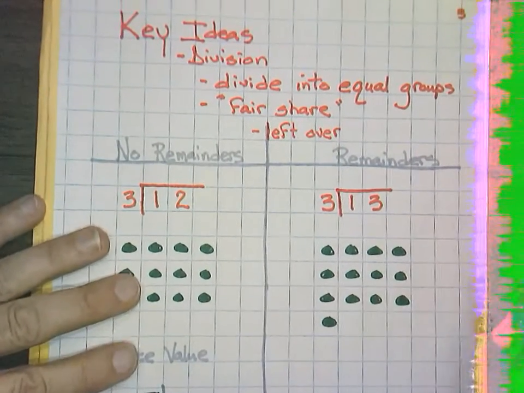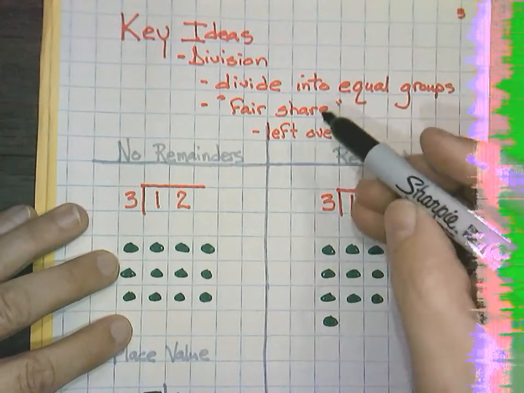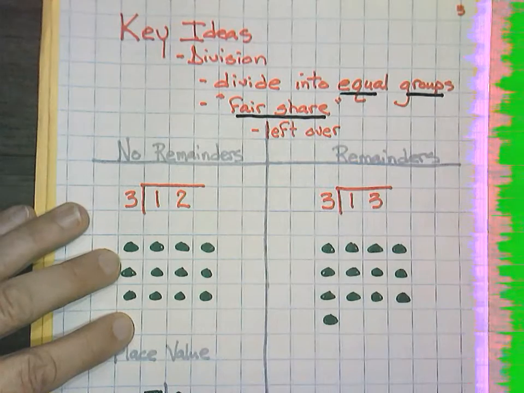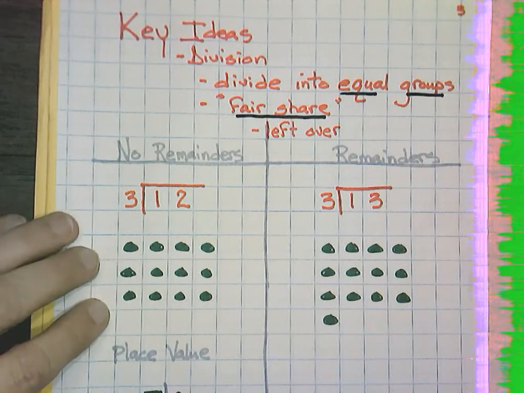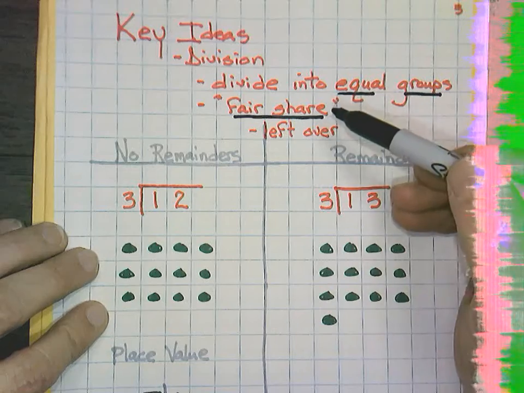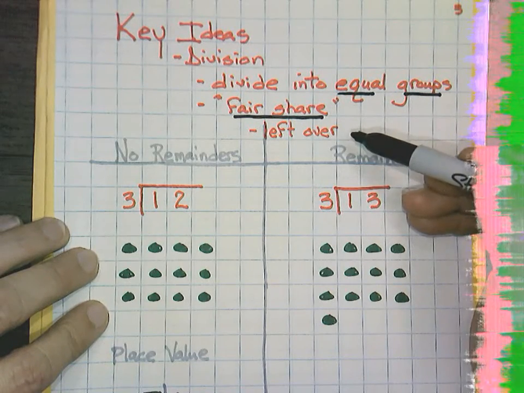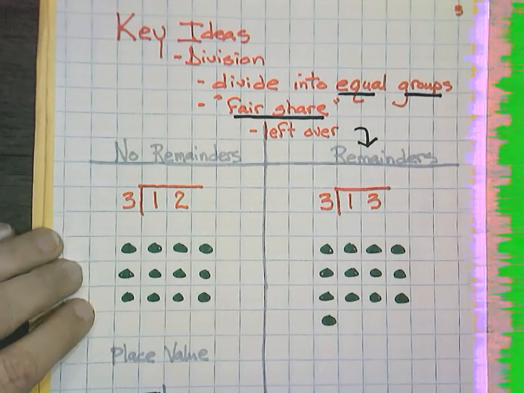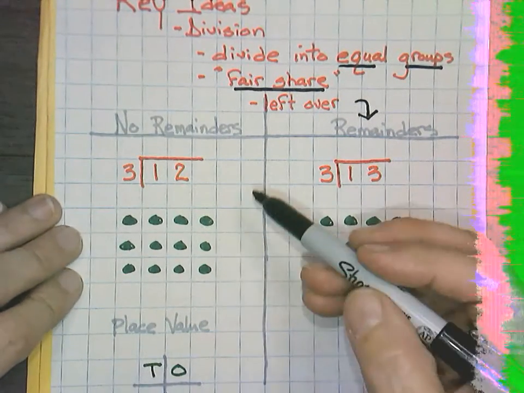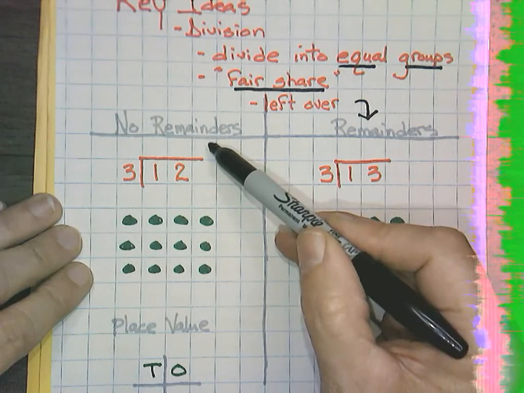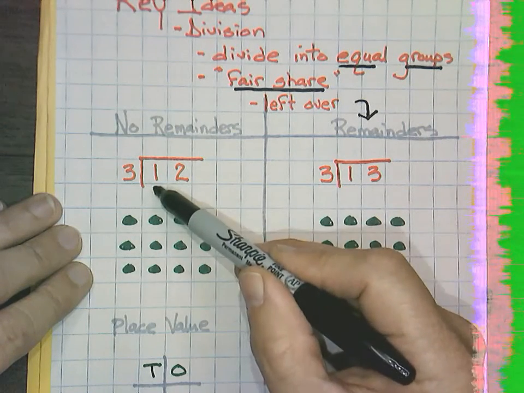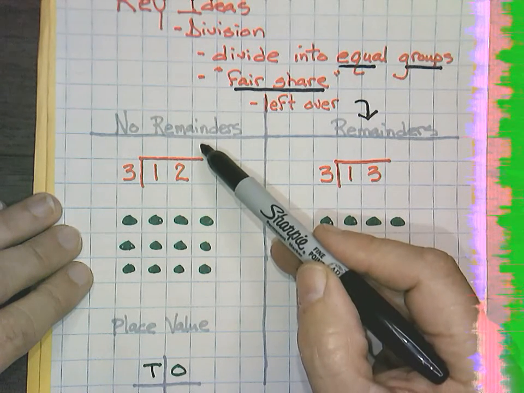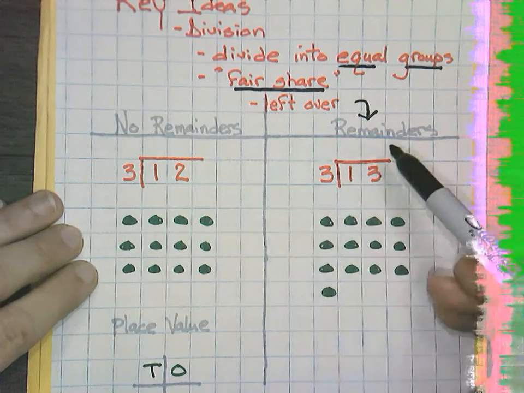Some key ideas for division: we are dividing into equal groups, or the concept of fair share, that every individual or every section or every part has a fair share. But sometimes there are some that are left over, and we call these remainders. So here's a way to model some problems side by side. Similar problems: 12 divided by 3, and this one is 13 divided by 3. This is an example without a remainder, and this is an example with a remainder.